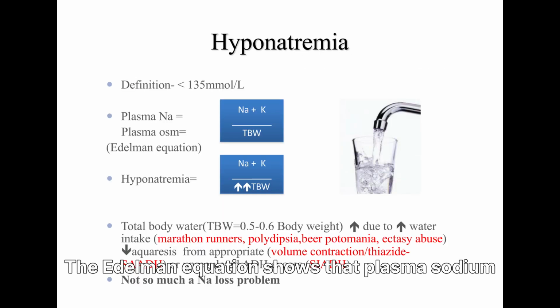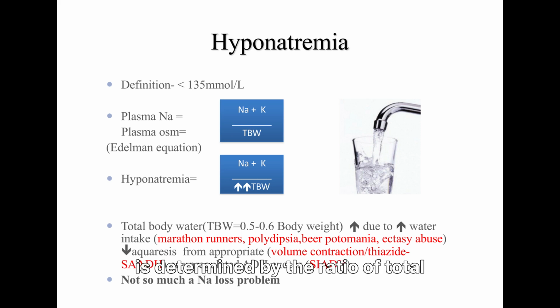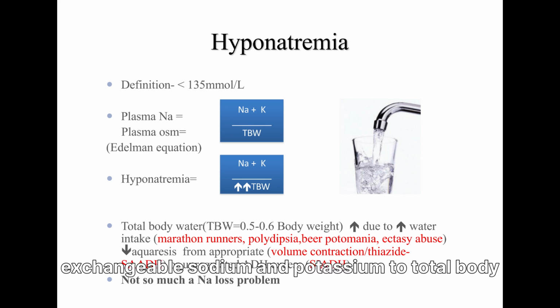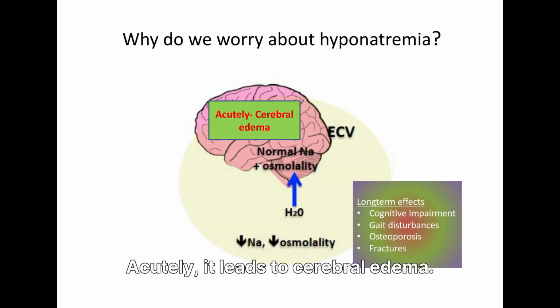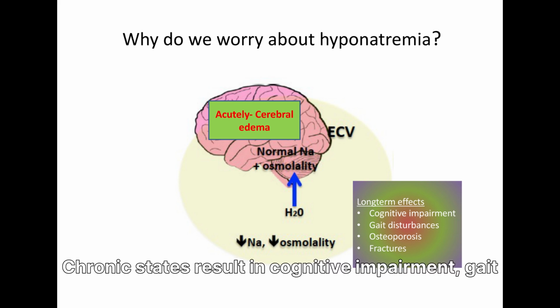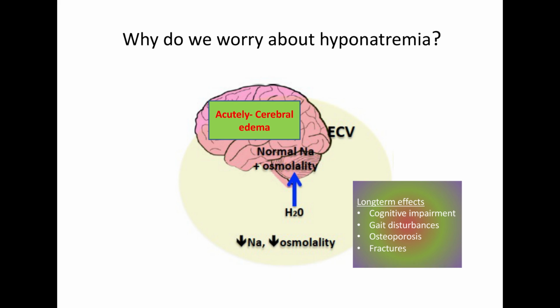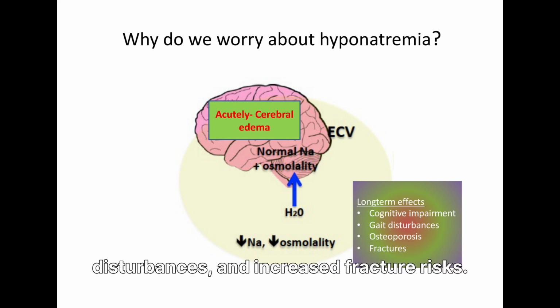The Edelman equation shows that plasma sodium is determined by the ratio of total exchangeable sodium and potassium to total body water. Why do we worry? Acutely, it leads to cerebral edema. Chronic states result in cognitive impairment, gait disturbances, and increased fracture risks.